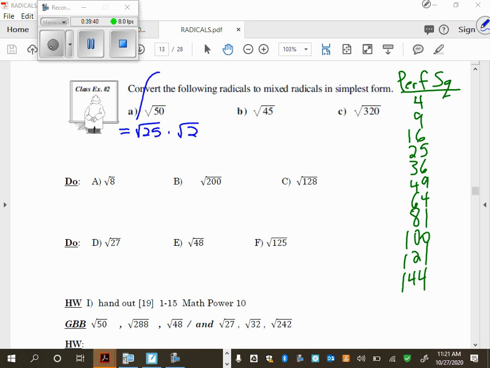Now, write down this important note. Put the perfect square first. Every time.